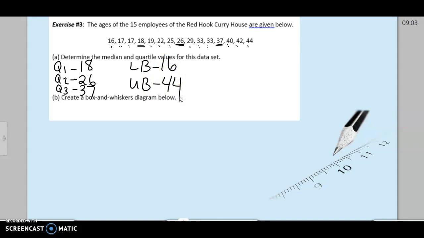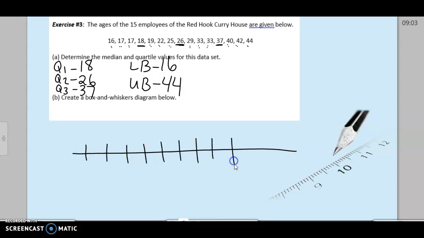All right. Now we want to create a box and whisker plot. Now, I don't even give you a line, so we're going to have to really do this from scratch. So draw a line, straight as can be, add some tick marks in. We want to go from 16 to 44. It's up to you how many you want to do, but 1, 2, 3, 4, 5, 6, 7, 8, 9, 10. Maybe 11 would be good for me. And I got to go from 16 to 44. So I'm thinking by 3s. And again, this is up for your interpretation.